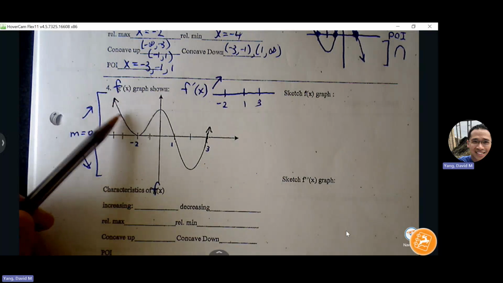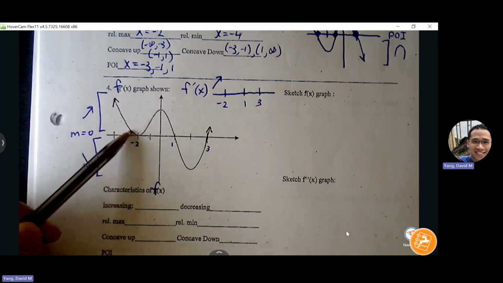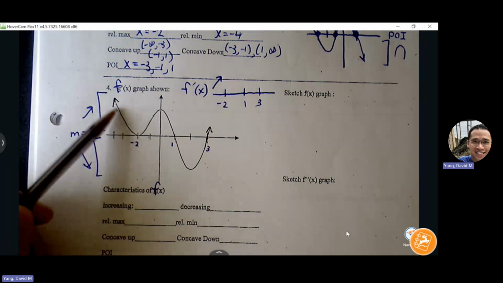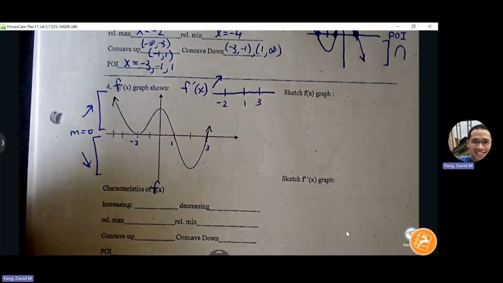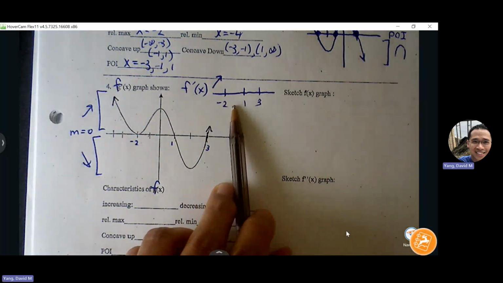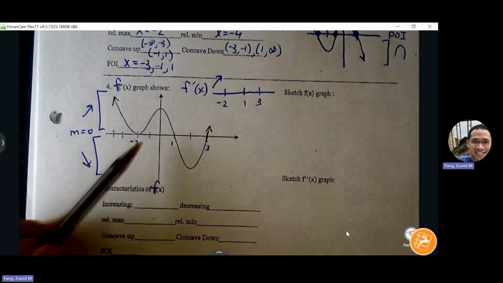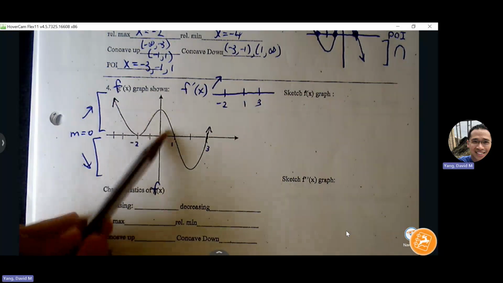But these are all positive slopes. These are just becoming less steep, but it is still above the x-axis. So look at the location. Don't look at the movement. Look at the location. Between -2 and 1? Still positive. Yep, still above the x-axis, right?